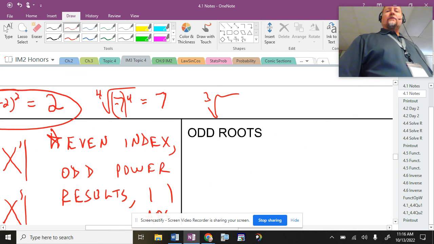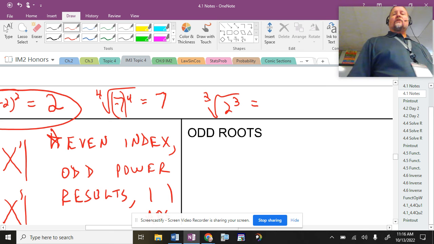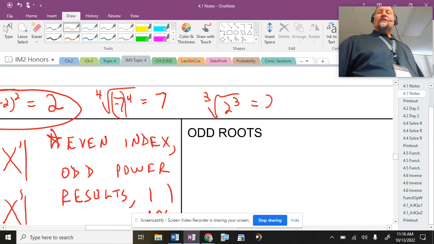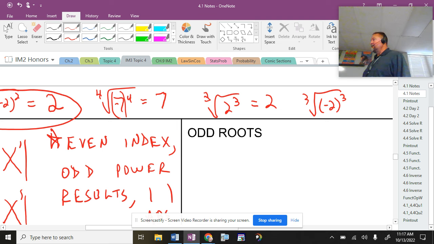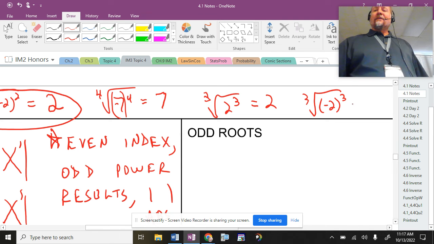What's the cube root of, and I'm going to use this in terms of powers, 2 to the third? 2. But then what's the cube root of negative 2 cubed? First of all, what's a negative cubed? A negative. And what's the cube root of a negative? A negative.